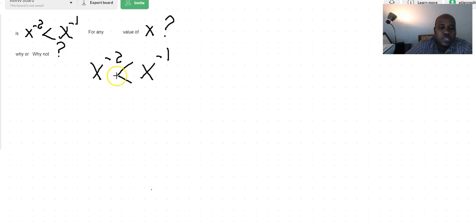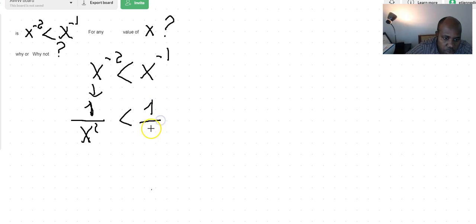First of all, let's try to see why this is different. What do they mean when they say x to the power of minus 2? It's the same thing to write, so this is the equivalent of 1 over x to the power of 2. Okay? So that's another way to write this one. Is less than 1 over x. That's the same thing, and I write it differently.